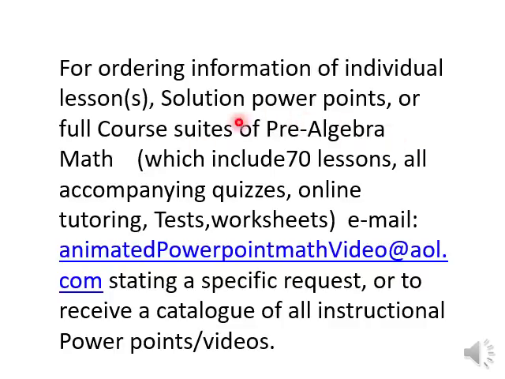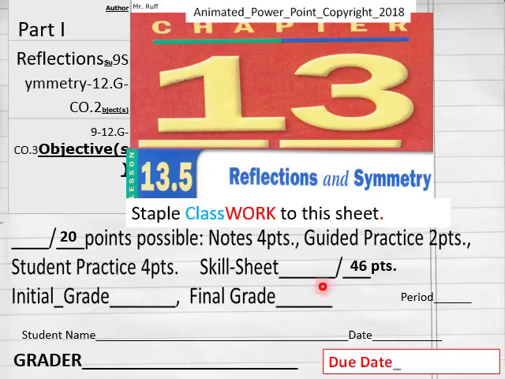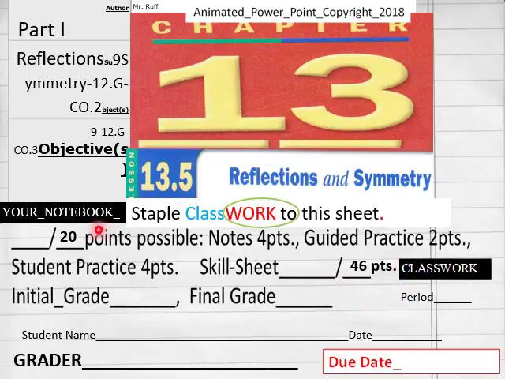Hello everybody, get ready to do lesson 13.5 of Pre-Algebra Math, part 1 today. We have a 46-point skill sheet for your classwork, and we have 20 points here of note-taking. Here are our standards, and we're about doing reflections and symmetry today.